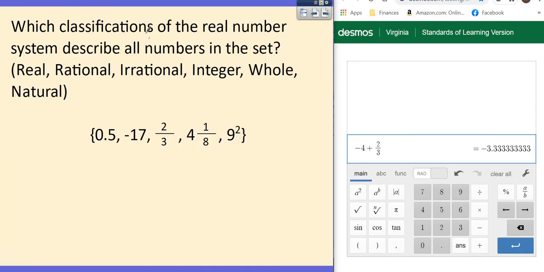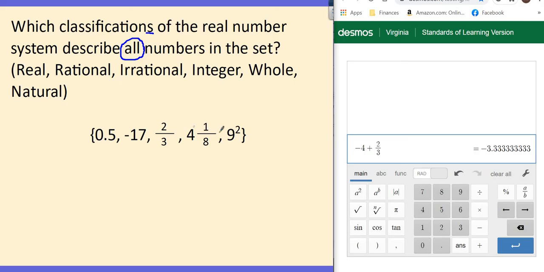It says, which classifications, that's plural, of the real number system describe all of the numbers in the set? That's where this gets tricky. So that means they want to know, is every number real? Is every number rational? Is every number irrational? And as soon as a number does not fit in a set, then your answers are going to stop. So let's start with real, because that's at the top.